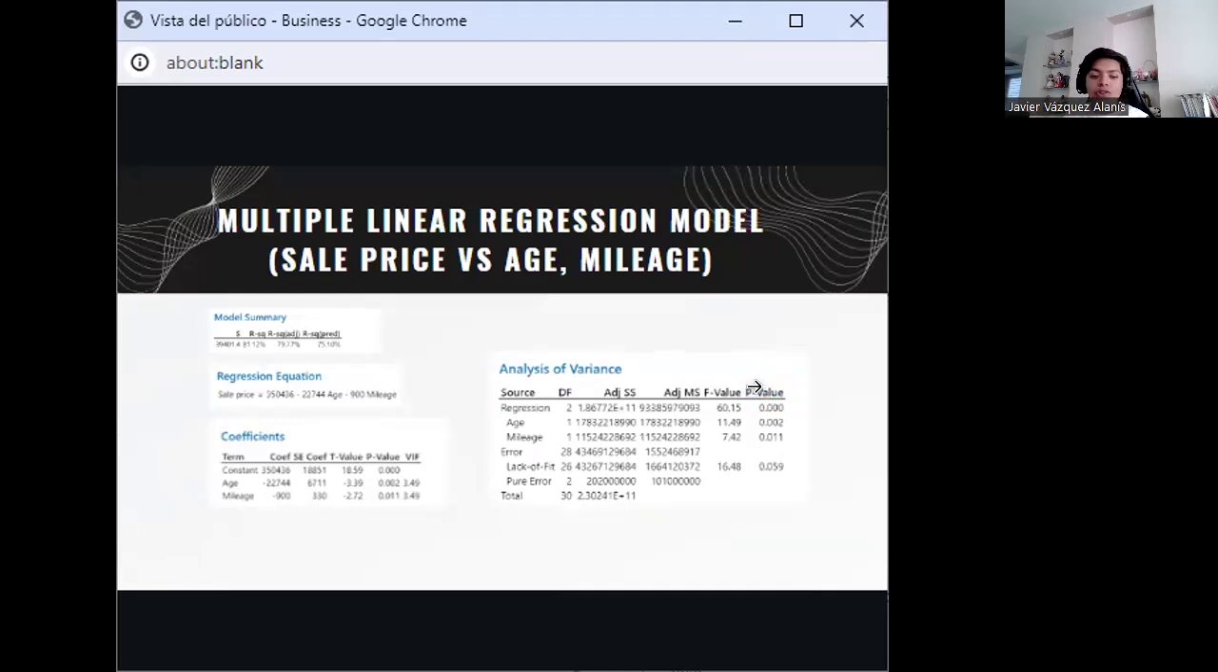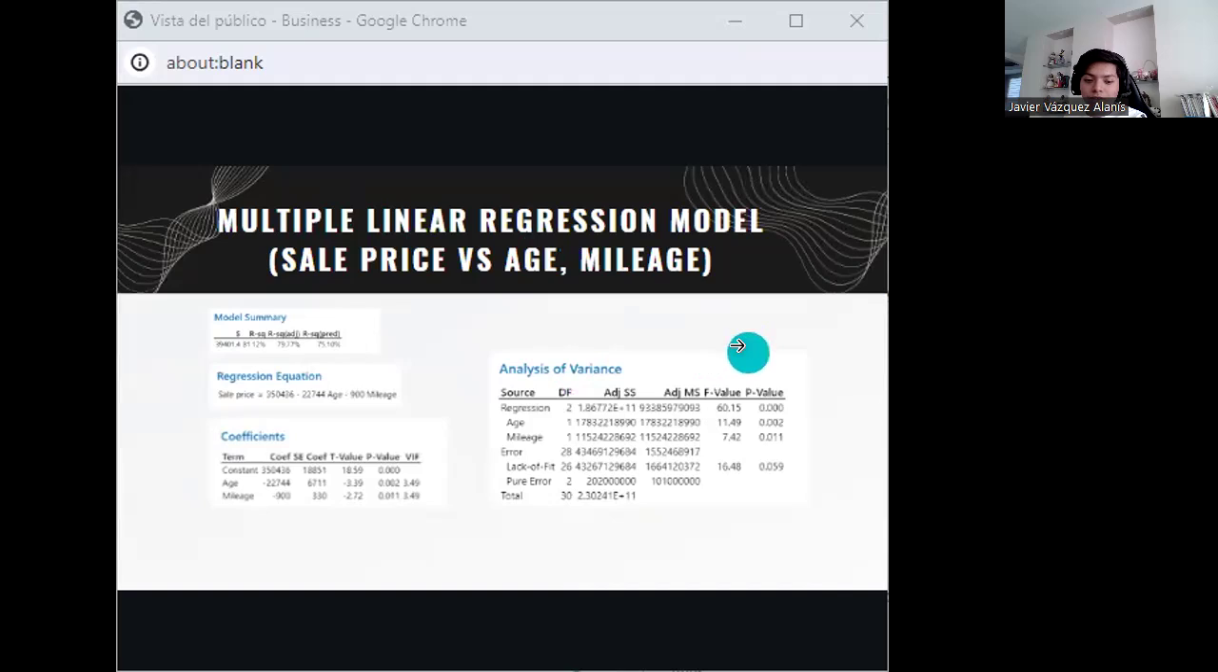The resulting equation shows that if the car's age increases, the sales price decreases by 22,744 per year. Similarly, for each mile driven, the price reduces by $900. This regression also indicates a p-value of less than 0.05, suggesting that the model is significant and useful for price prediction, as you can see there on the screen of this presentation.